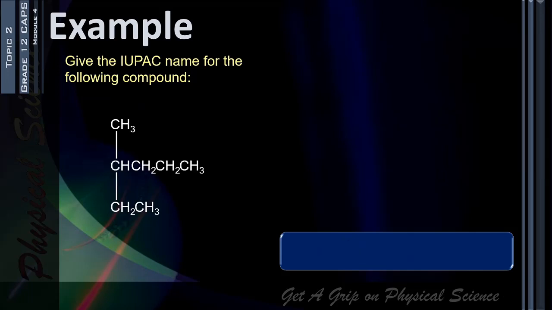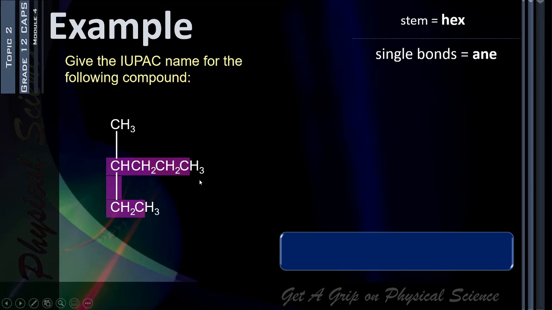The longest carbon chain here will be 6 carbons, so the stem name is hex. Only single bonds between all the carbons, and if you're not sure, draw the structural formula for this molecule, and that is an alkane.